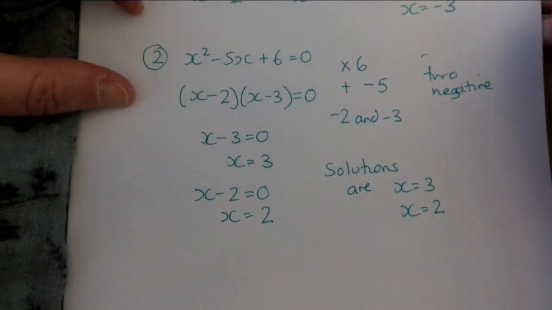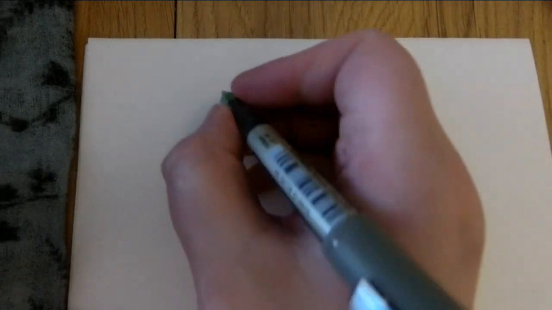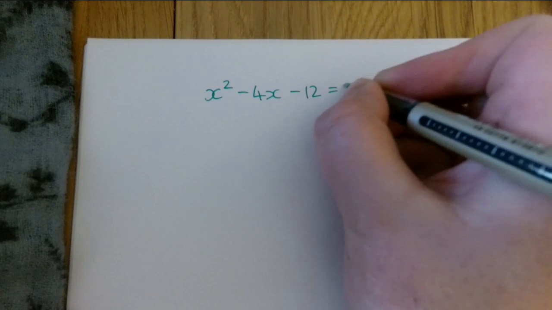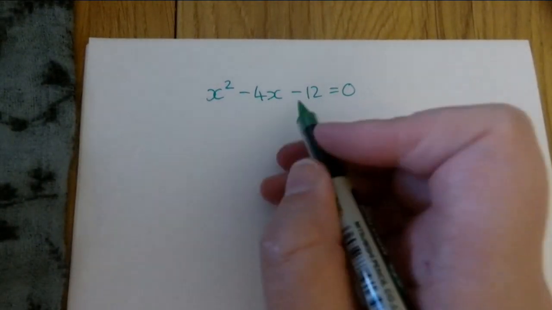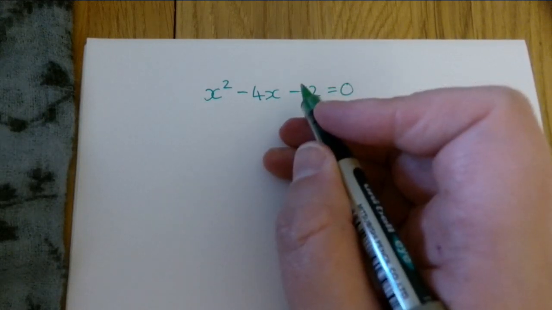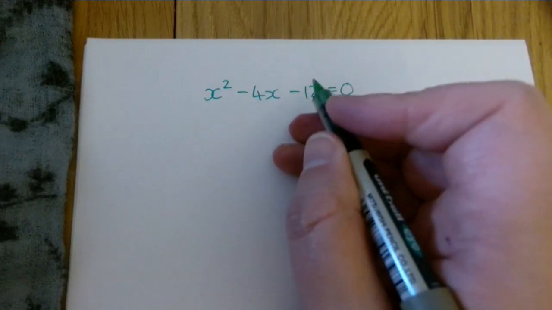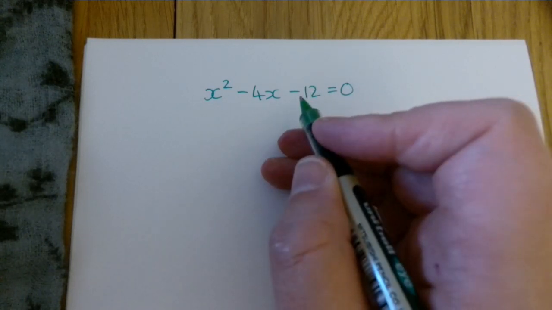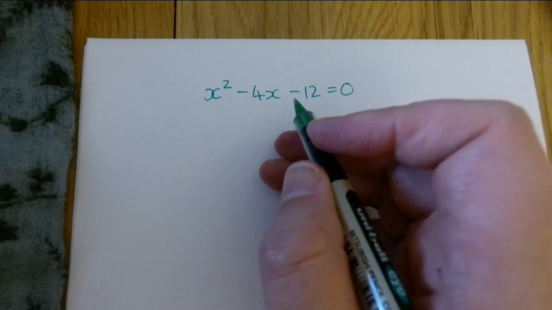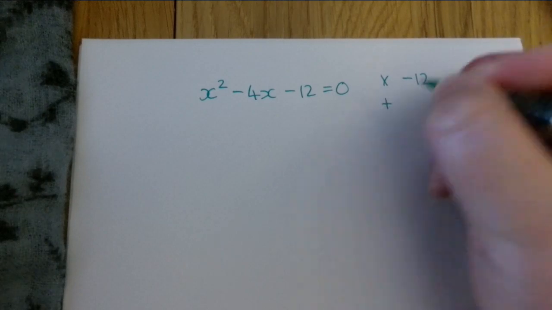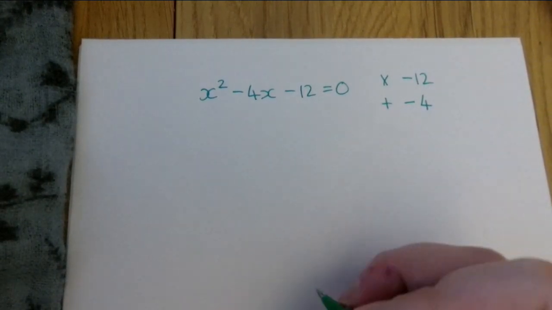Okay, final example. Slightly different again. X squared minus 4x minus 12 equals 0. 2 negatives this time. So 2 numbers have to multiply to make a negative number. This should hopefully make you realise that you're going to need one positive and one negative number, because a positive multiplied by a negative will give you a negative. So two numbers that multiply to make minus 12, but add to make minus 4.